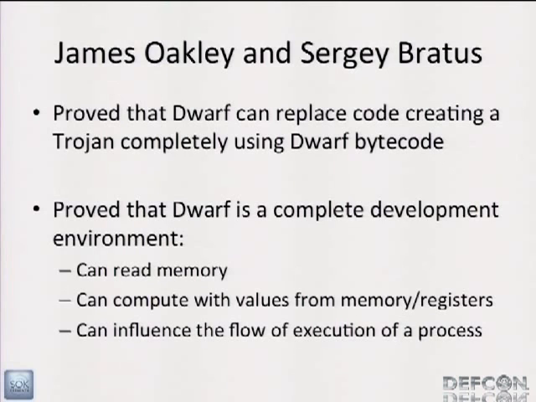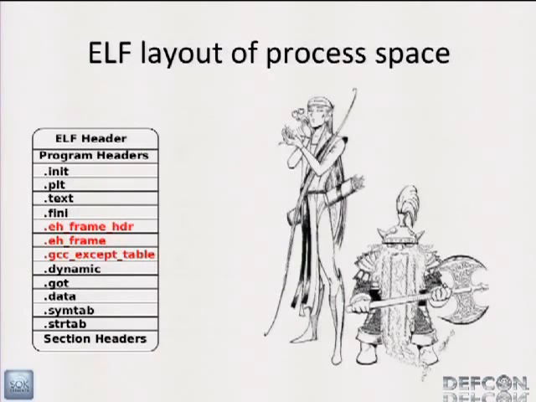So the work that we're demonstrating now intends to actually use DWARF bytecodes instead of our normal shellcode or our normal payload in exploitation. So how does that all work, okay?